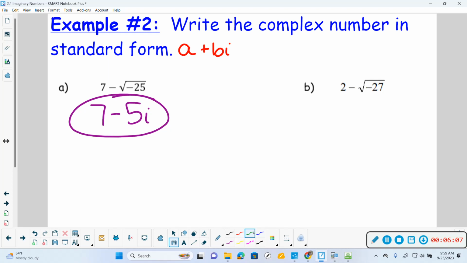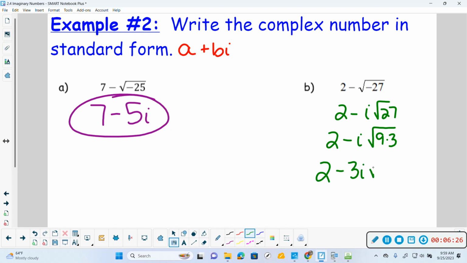Okay, same thing. Now, I'm going to take the i out for the negative. And just like in the beginning, I have a good feeling we can simplify the square root of 27. I'm going to use 9 and 3. And what's the square root of 9? 3. So I'm going to make this 3i square roots of 3.